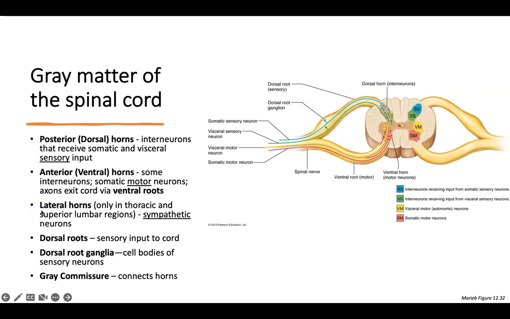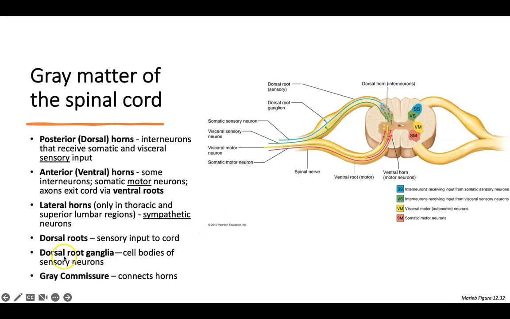Additionally, in some regions of the spinal cord, particularly in the thoracic region, we're going to see a whole other horn, which will be a little bulge on the side of this gray matter. So the lateral horns will be important for sympathetic neurons. So sympathetic neurons, I'll remind you, are neurons that are helping to prepare your body for activity. So things like increasing your heart rate, for instance.